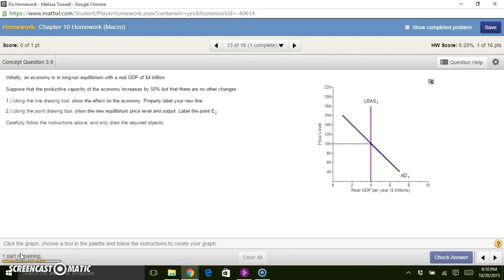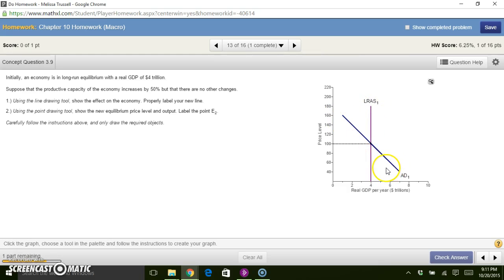This is Chapter 10, Homework, Concept Question 3.9. We're told that initially an economy is in long-run equilibrium with a real GDP of $4 trillion, which we can see in the graph over here where we have long-run aggregate supply graphed with aggregate demand.